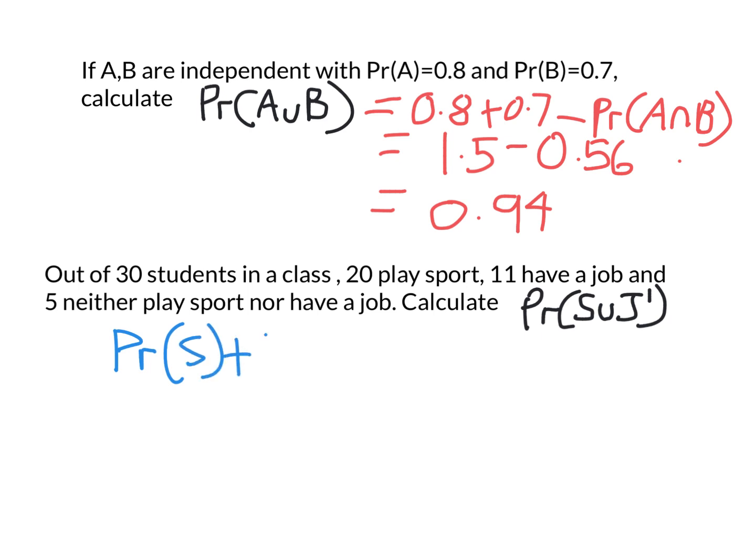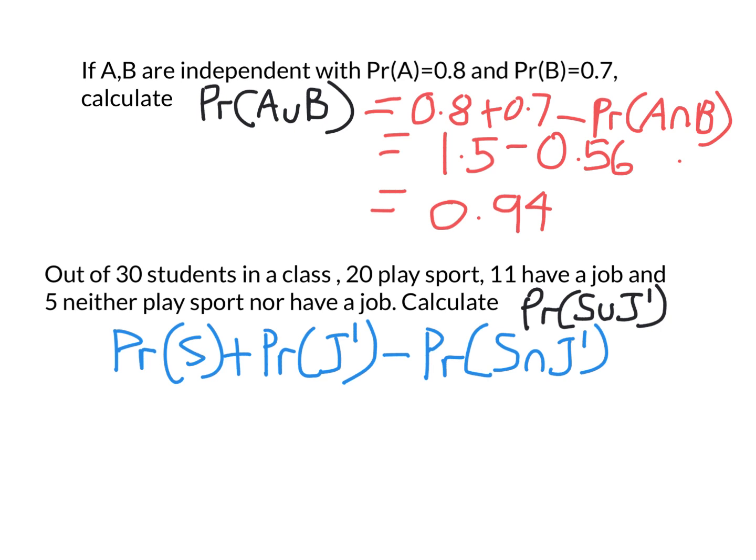So the probability that either event happens, we add the probability of the first event and the probability of the second event, and we subtract the probability of both happening. So the probability of S, the probability a student selected at random plays sport, well, there are 20 who play sport out of 30 in total, so it's 20 over 30, or 2/3. So 11 people have a job, that means 19 don't. Probability someone doesn't have a job is 19 over 30.